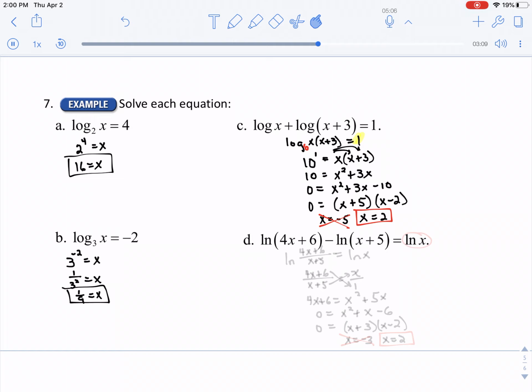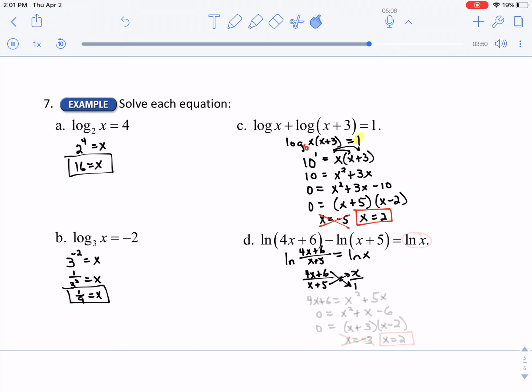And the last example, since this is subtraction, we're going to make it a quotient. So we get ln of 4x plus 6 over x plus 5 equals ln of x. Now, since there's ln's on both sides, remember that if the bases are the same, both of these bases are e, then the arguments, they're called, have to be the same. So our two arguments, 4x plus 6 over x plus 5, has to equal x. And I'll put that x over 1 and cross multiply.